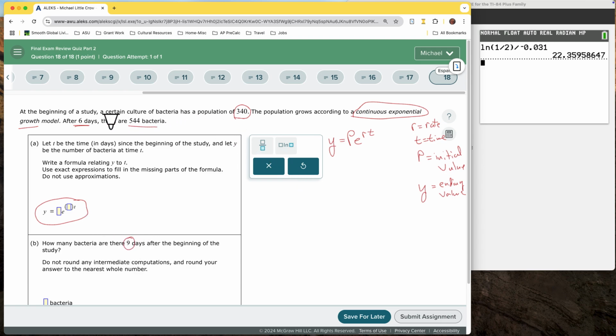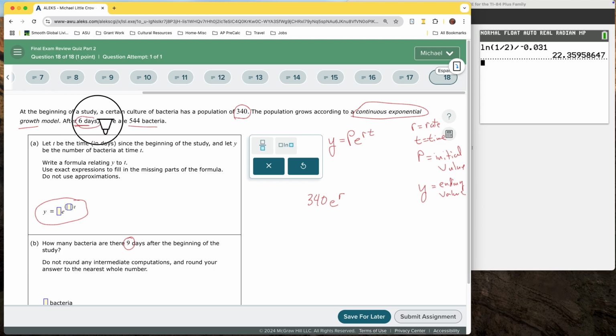Okay, so what do we have? We started with 340. Write that down. We know we're going to have e to the r, but what are we looking for? Yes, we're looking for the rate to come up with this formula. We don't have that, but we do have the time. Wait a minute, what do we have? We don't have the rate, but we have values.